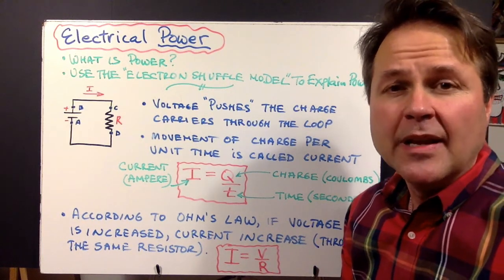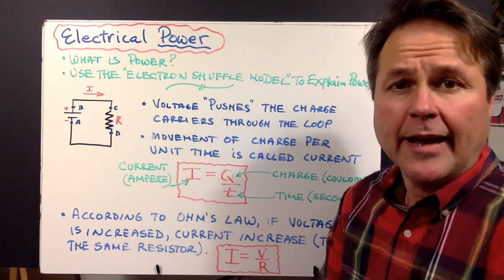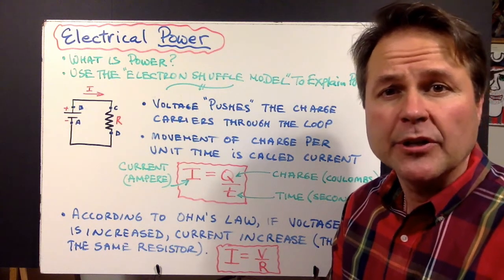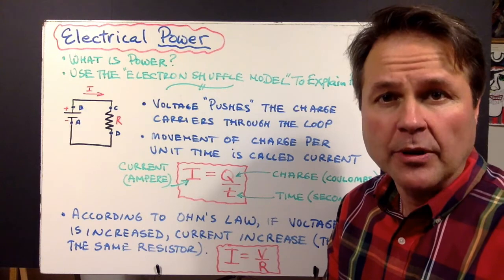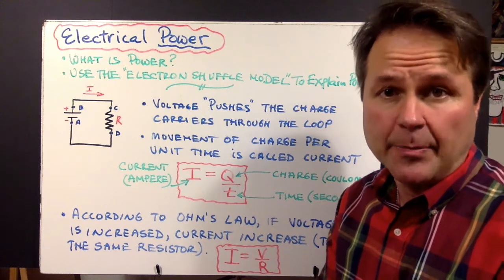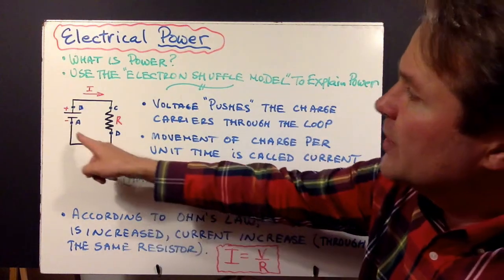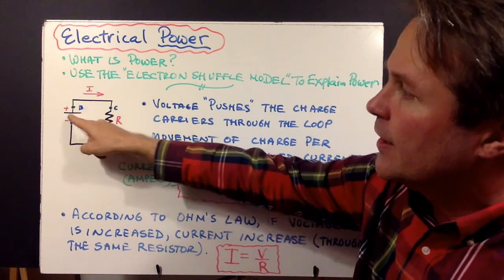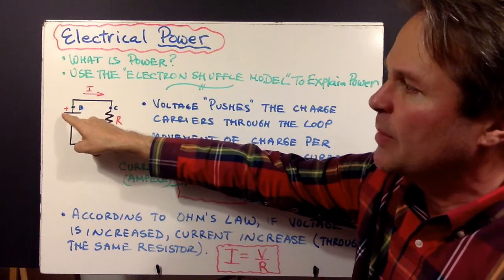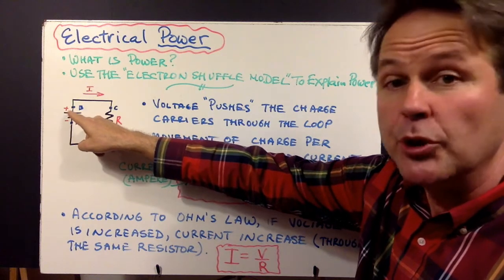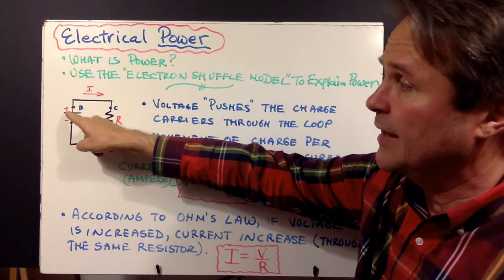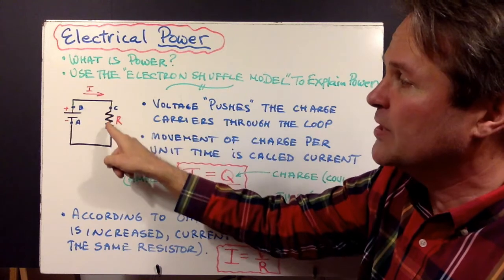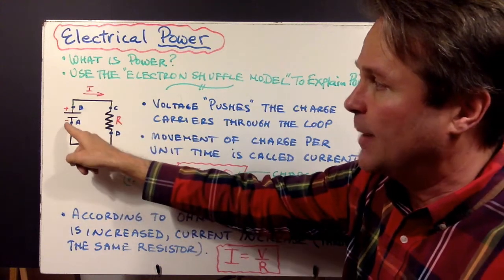Electrical power. In this video, we're going to have a look at what is power, and we're going to use the electron shuffle model to explain what we mean by power. So here's a simple circuit of a battery and one resistor. And we see that the current goes from the positive end of the battery, gets pushed out of the positive end of the battery, through the resistor, and back into the battery.